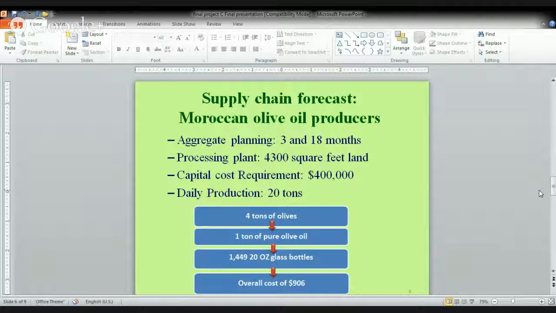In other words, the investing company will spend approximately $3,200 in exchange for 1 ton of Moroccan olive oil, knowing that it requires 4 tons of olives in order to extract 1 ton of pure olive oil.